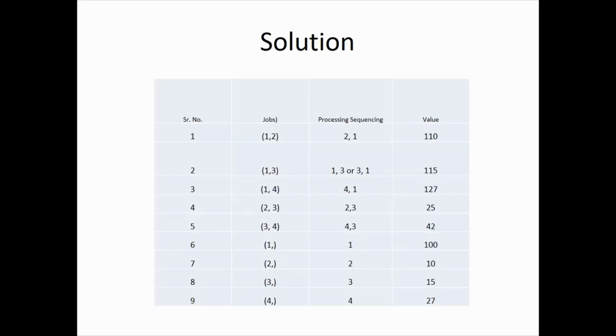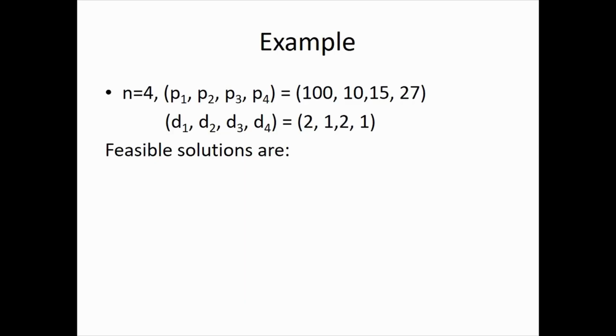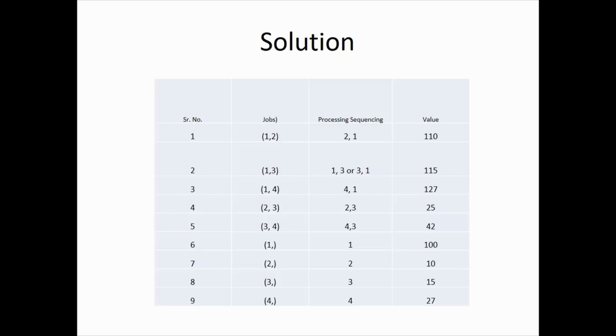So feasible solutions can be, now this is the data set, here we have serial number 1, we have jobs 1 and 2. But let's see what is the meaning of this processing sequence. Here the processing sequence is given as 2 and 1. Why so? Because jobs 1 and 2 are selected, and the deadline for job 1 is 2 and the deadline for job 2 is 1. That's why the processing sequence is 2 and 1.